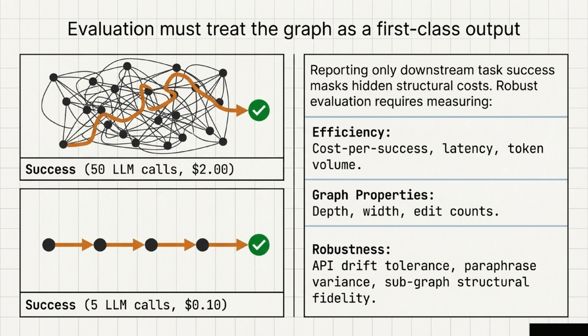Because of these hidden costs, evaluation must treat the graph as a first-class output. If you only report downstream task success, you are masking the structural costs. For example, two workflows might both succeed, but one might use 50 LLM calls and cost $2 in a messy tangle, while another uses 5 calls and costs 10 cents in a clean, efficient line. Robust evaluation requires measuring efficiency, graph properties like depth and width, and robustness to API drift.